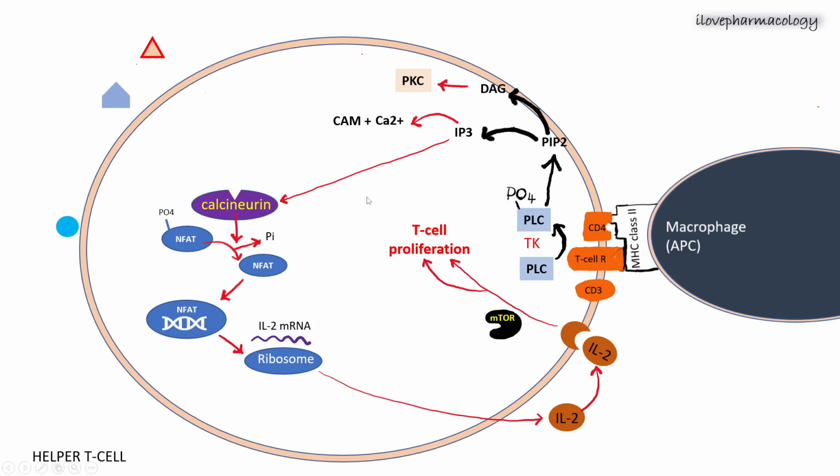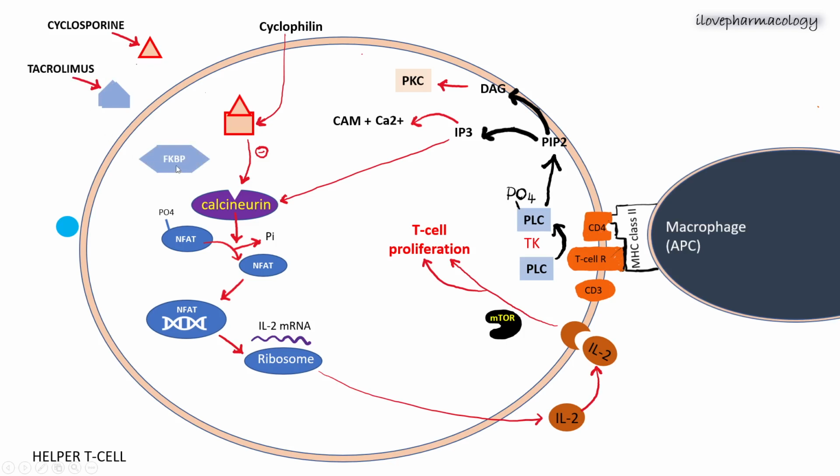And there are targets for preventing the proliferation of T cells. You have cyclophilin. Cyclosporin will attach to cyclophilin, which is an immunophilin, and this complex will inhibit the calcineurin activity. On the other hand, tacrolimus will combine with the FK binding protein, and this complex will inhibit the calcineurin activity.